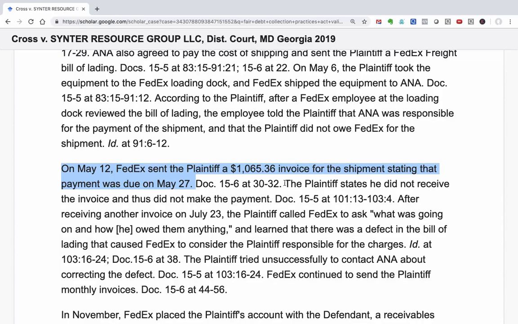And the plaintiff says, well, I never got it. And then they send him another invoice, and he does get that one. The plaintiff calls and says, what's going on?